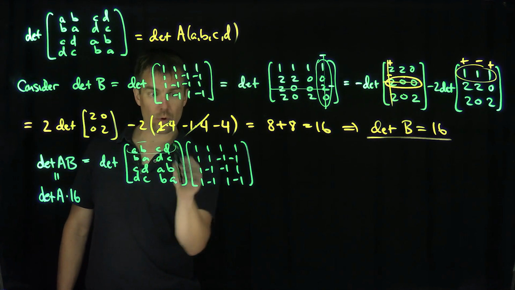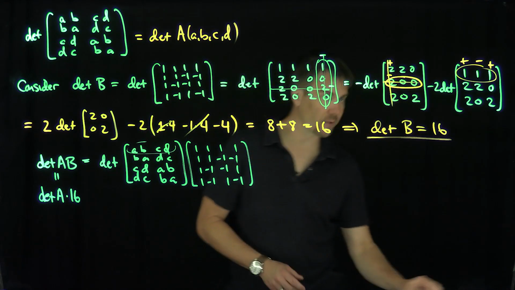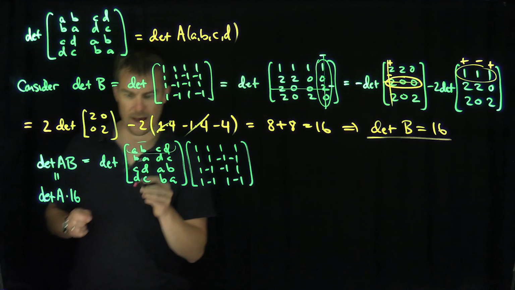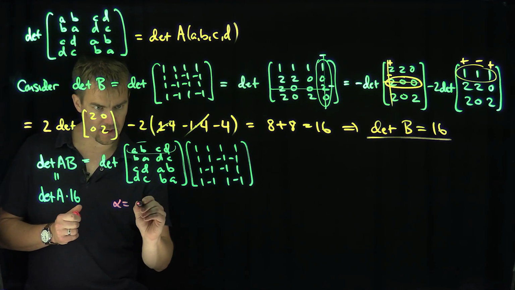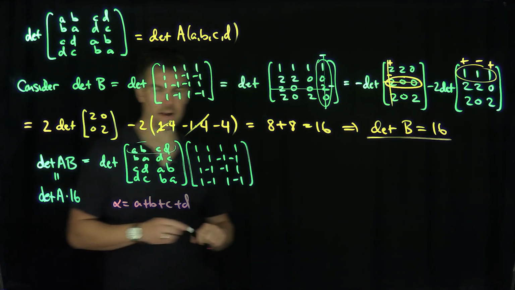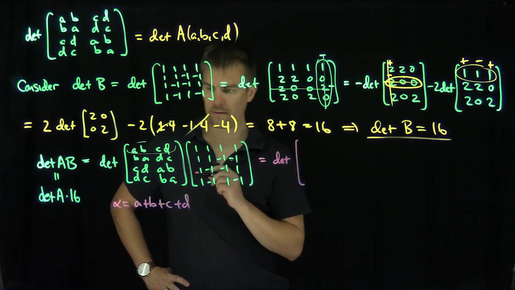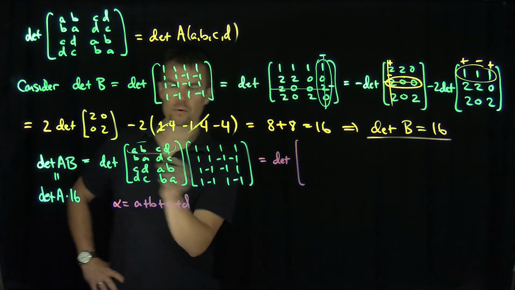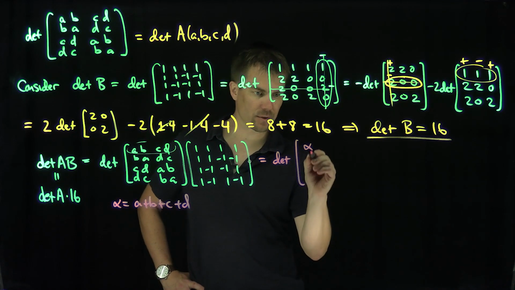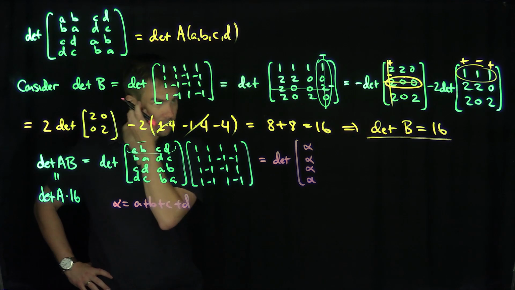So if I do row dot column for the first entry, I can set up new variables over here. I'm going to set alpha to be A plus B plus C plus D, okay? If we set that to be our alpha, this becomes what? This becomes the determinant of the first row, row dot column is all going to be alphas. So alpha, alpha, alpha, alpha, like that.